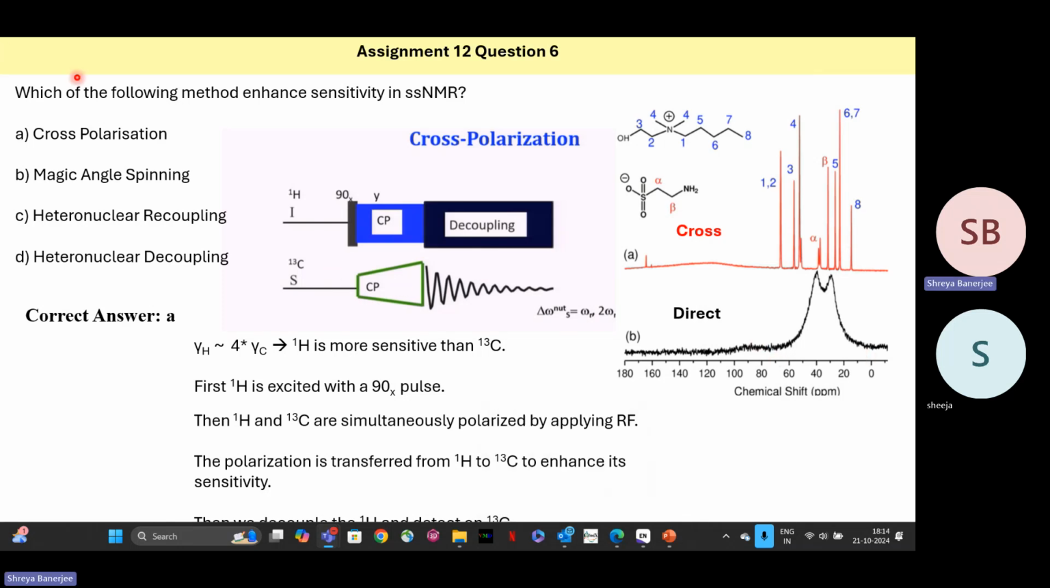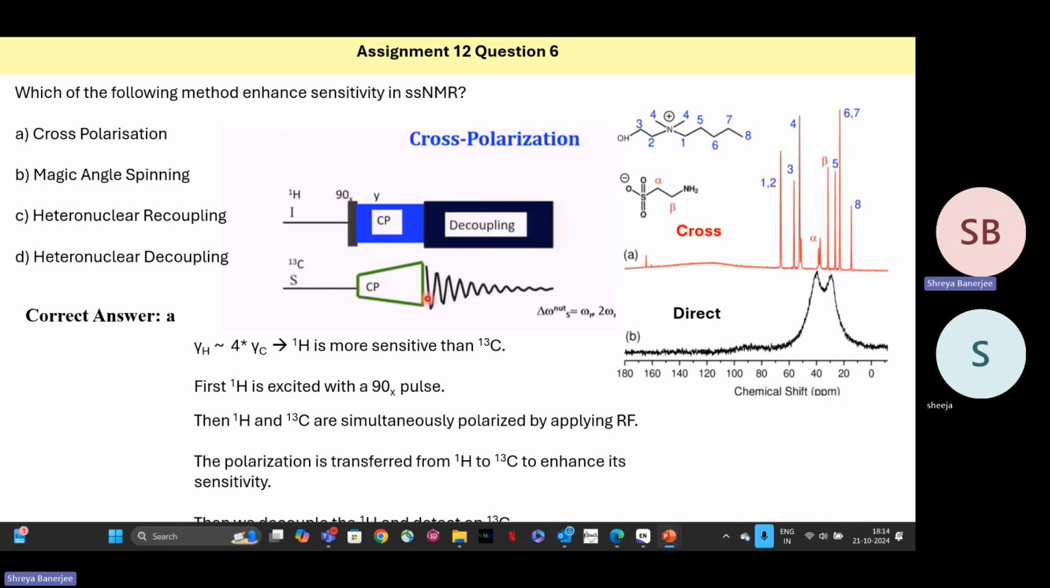Right, so I was discussing this question. Which of the following methods enhance sensitivity in solid state NMR? So we know that cross polarization is used to increase the sensitivity. And how is that done? First, this 90-degree pulse is applied on 1H, and then there is a certain pulse sequence called cross polarization, which basically transfers the magnetization from 1H to 13C.